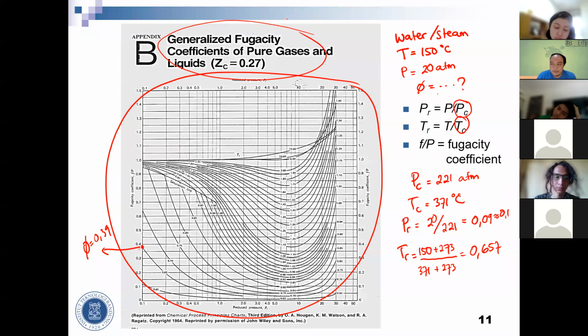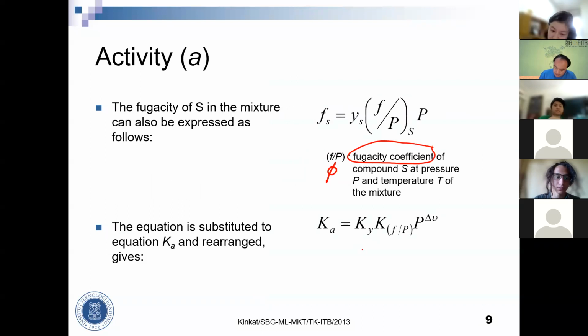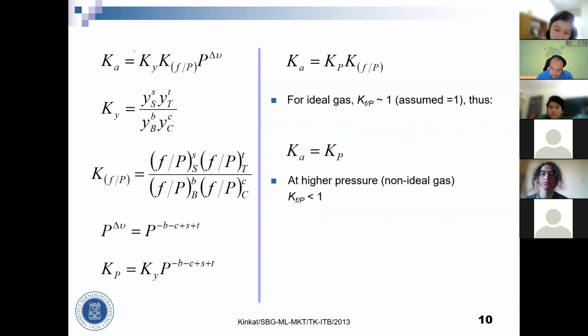Can it be understood? Or is there any question? Okay. Then after we get this fugacity coefficient, what should we do? We need this: the chemical equilibrium constant. We just get it from the previous equation, delta G equals minus RT ln K. That K goes here.